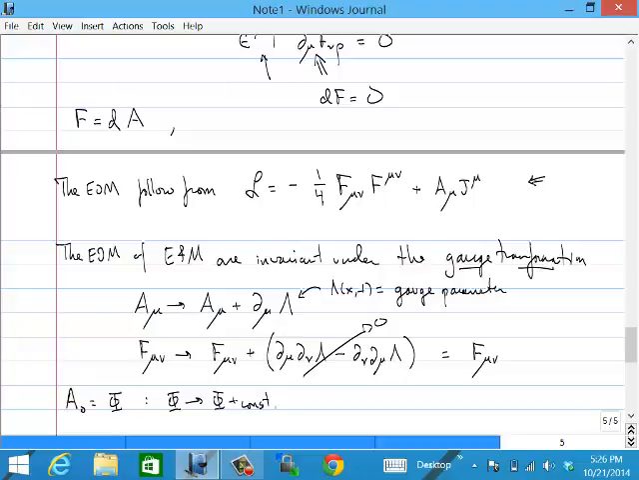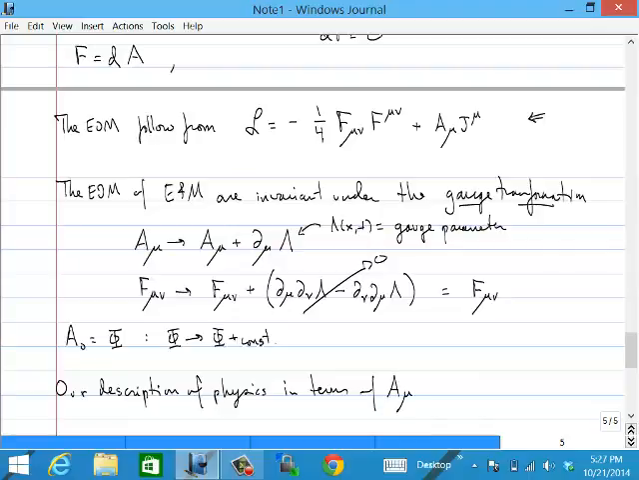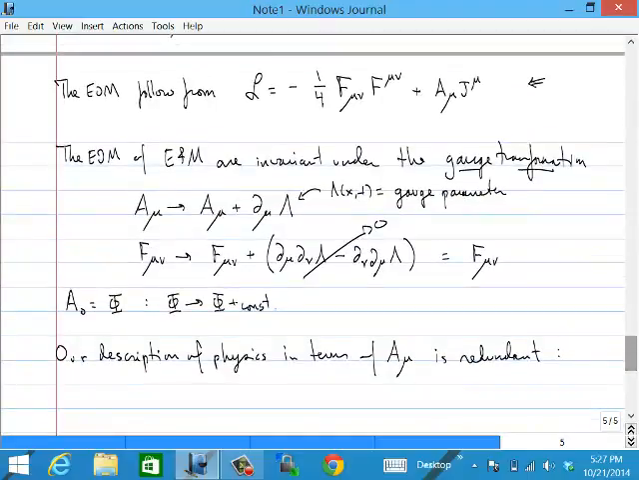The thing that's interesting is that for the gauge transformations, there's a whole function's worth of them. So it's a huge amount of symmetry. And what it means really is that our description of physics in terms of A_mu is really redundant. A_mu has more degrees of freedom than are necessary in order to describe the dynamics of electromagnetism.